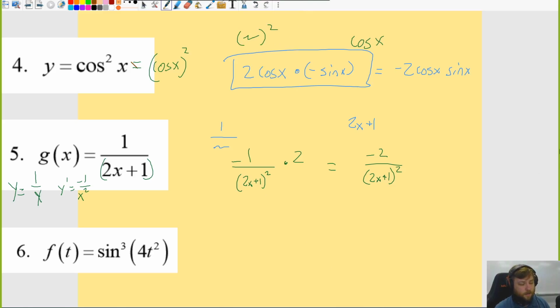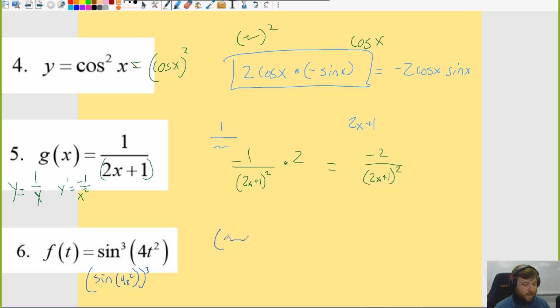Number 6 is also one of those tricky ones. Okay, so that cubed is like writing sine of 4t squared, cubed. Okay, so this is one of those cases where sometimes you have like a double chain rule.